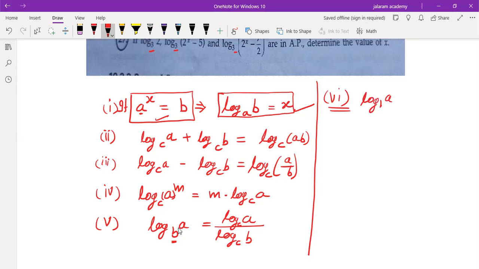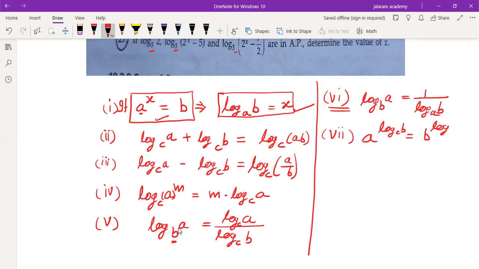Sixth property, log a base b equals, we can also write, 1 upon log b base a. Seventh property, a to the power log b to the base c equals b to the power log a to the base c. Okay.